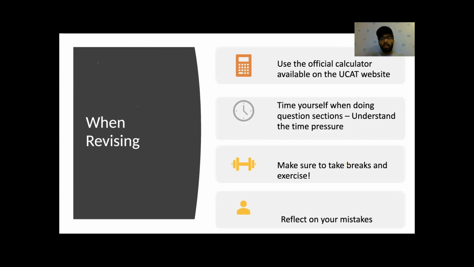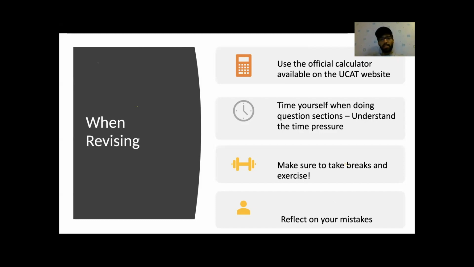Make sure to take breaks and exercise. You don't want to be burning out when you're revising. The last thing you want to be doing is putting in 12-hour shifts all day, and then you just almost knock out when you go to bed, having 3 hours sleep and back at it again the next day. You're not going to make any progress.